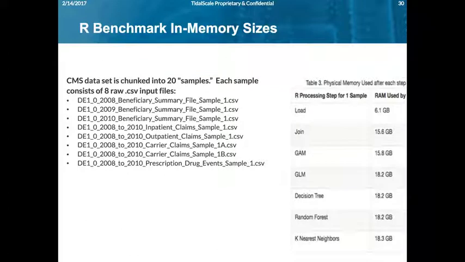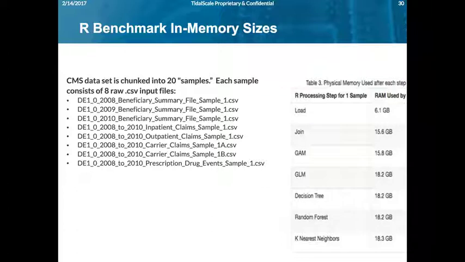Now, I mentioned earlier, you need to be aware that there's a difference between, and many of you are, I'm sure, familiar with this, how much space the data set may take up on disk and how much space that same data set may take up in memory. So what we see here is some of those factors. This is CMS 1. When you load it, it takes 6 gig. But when you go to join, the memory footprint more than doubles. It goes to 15 gig.